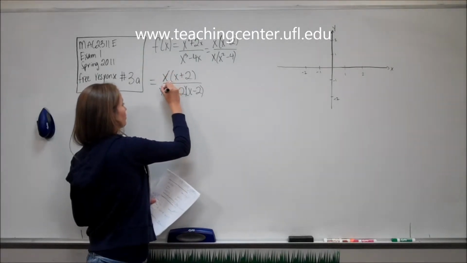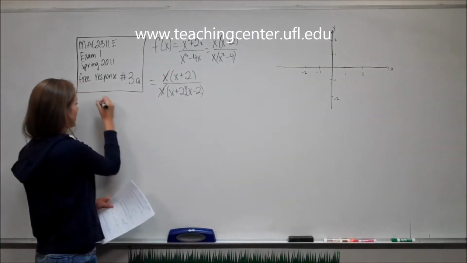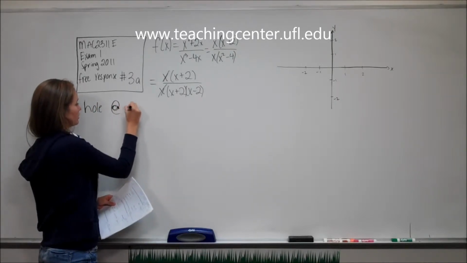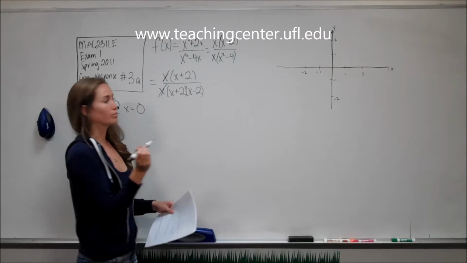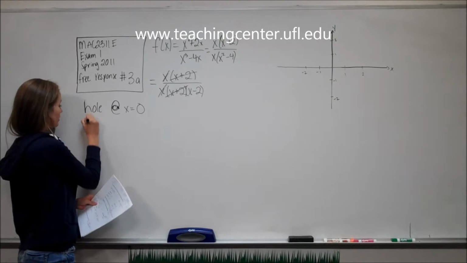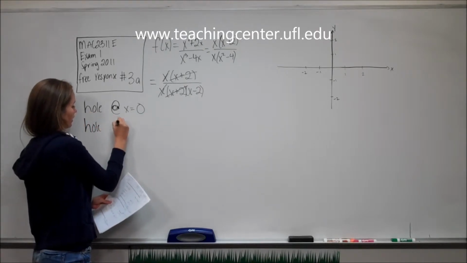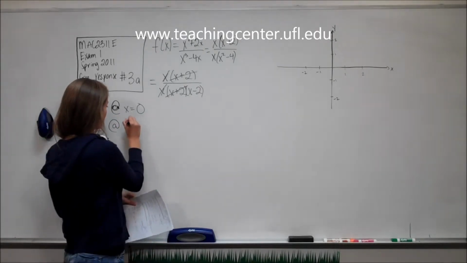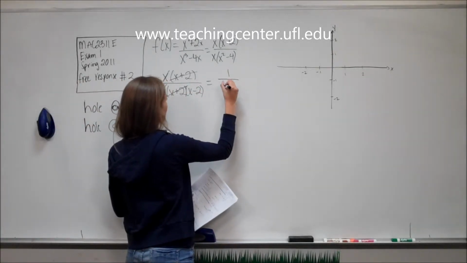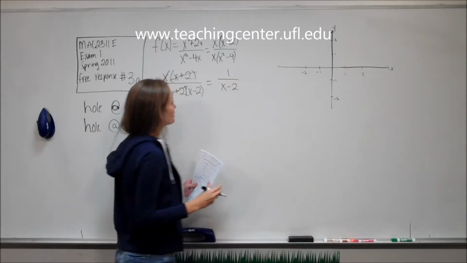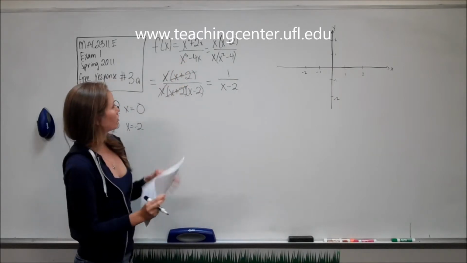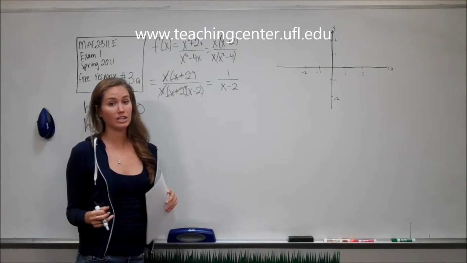If we cancel out the x on the top and the bottom, then there has to be a hole at x equals 0. Then we cancel out the x plus 2 on the top and bottom, so there's going to be another hole at x equals negative 2. Now we've simplified our function down to this. This is a type of function we're very familiar with sketching, whereas before it looked a little crazy. Now we can easily graph it.